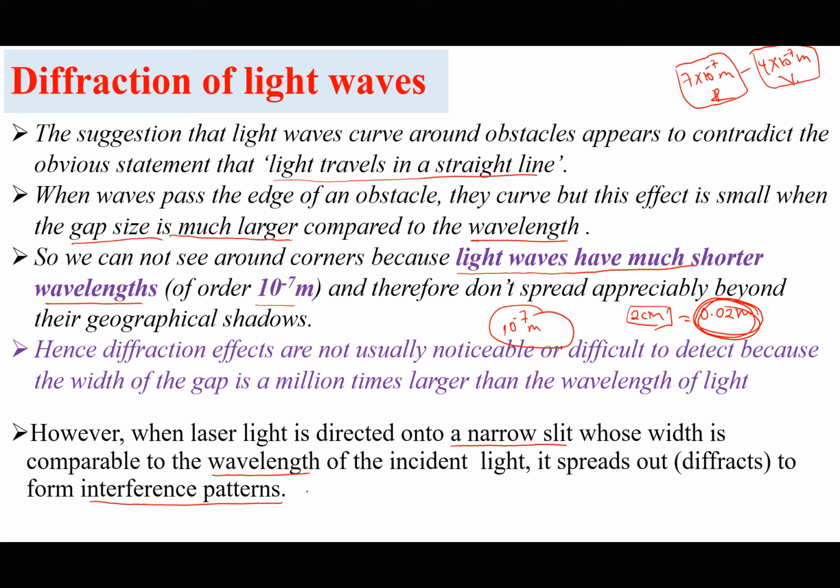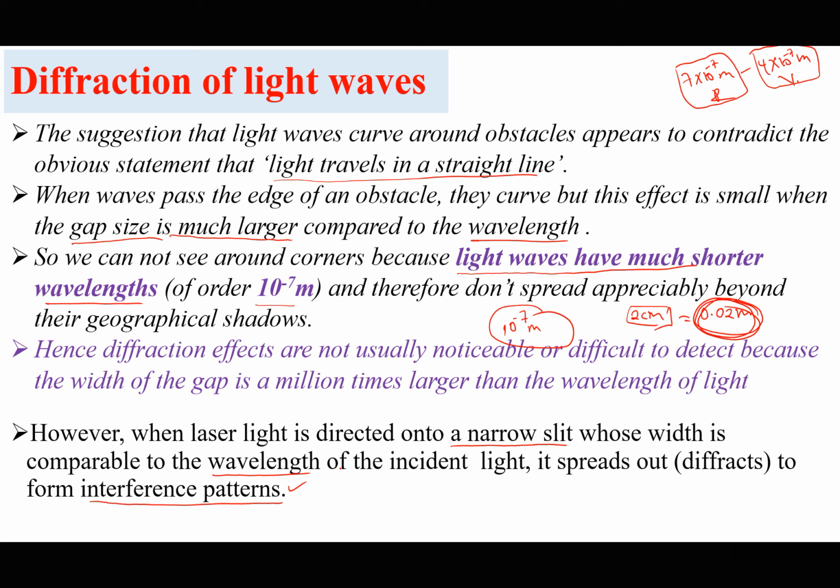But in case we could have a very narrow slit, of course these narrow slits are not made manually, they are made using machines. Very narrow slits whose aperture is comparable to the wavelength of light, then light undergoes diffraction, resulting into what we shall call interference patterns in our next lesson.